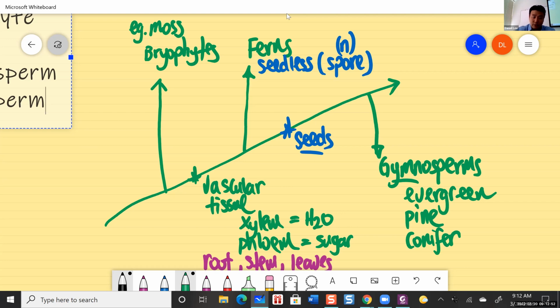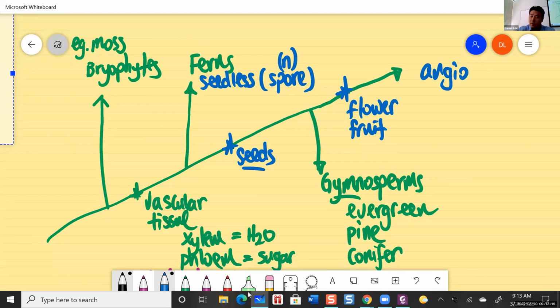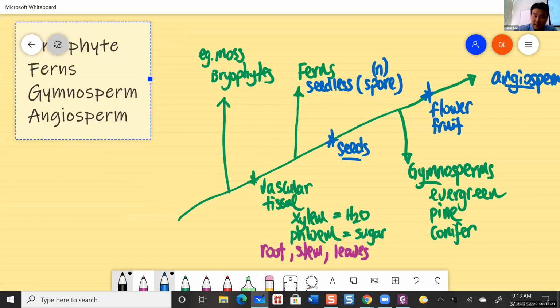And the last thing to evolve, which is one of the most important adaptations that plants acquired, is flowers and fruit. Flowers have both male and female reproductive structures, which turn into fruit. So that is how we get the angiosperm. Okay, so know a little bit of those, not too much, but know some of these terms. All right, with that said, let me get back.